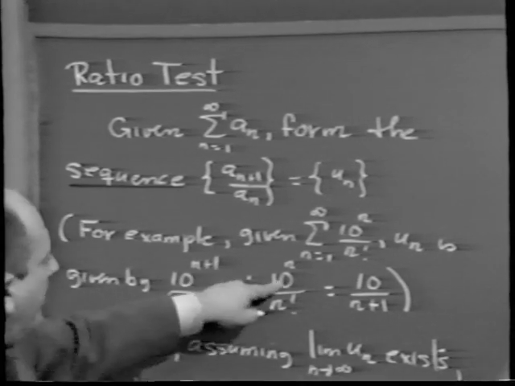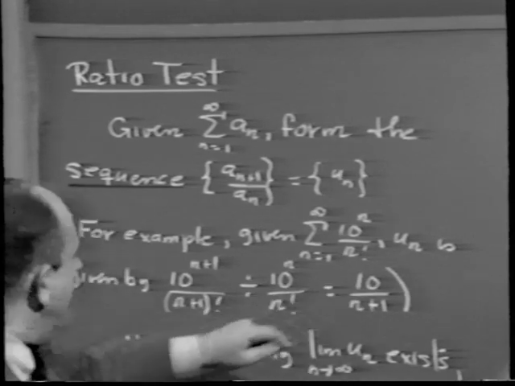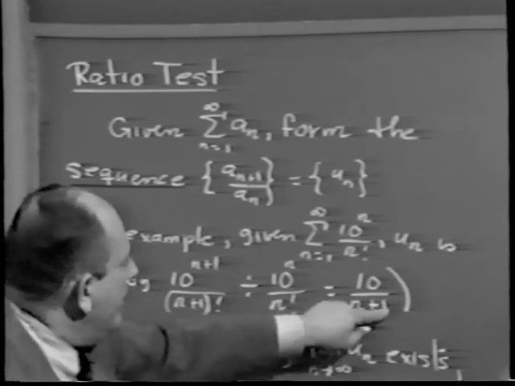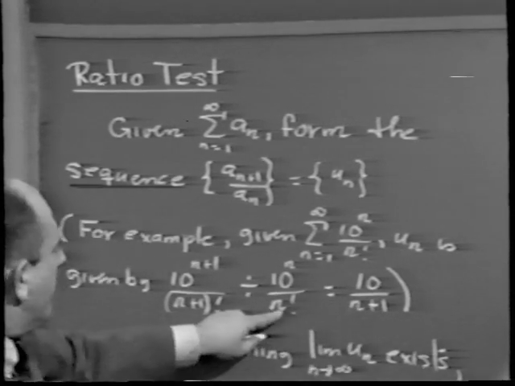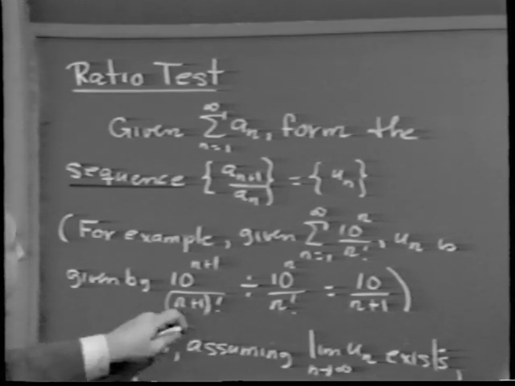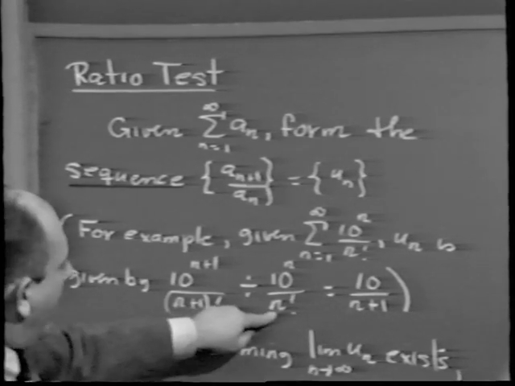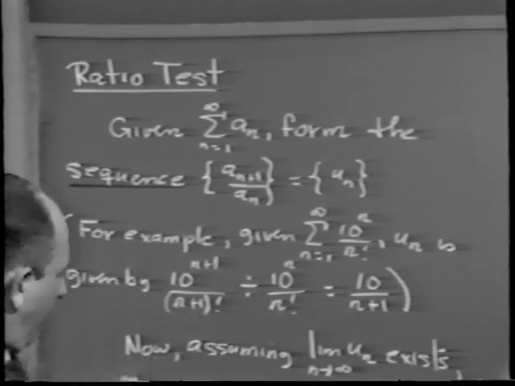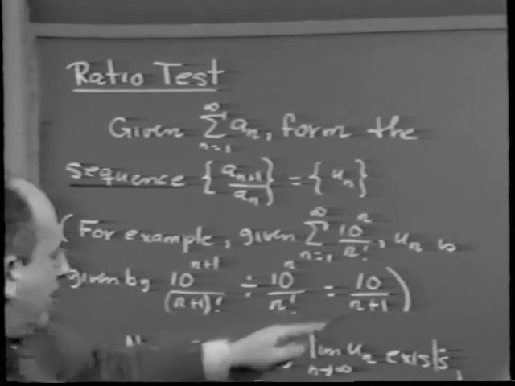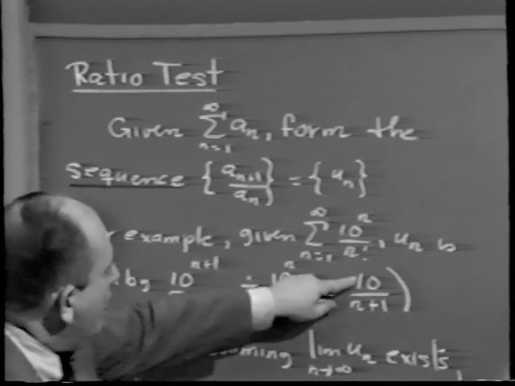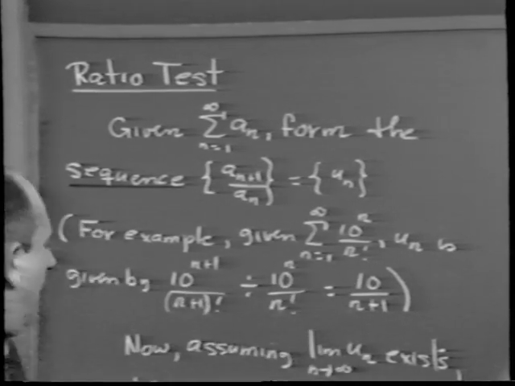10 to the n plus 1 divided by 10 to the n is simply 10, and n plus 1 factorial divided by n factorial is simply n plus 1. In other words, observe the structure of the factorials that you get from the nth to the n plus first simply by multiplying by n plus 1. Again, the computational details will be left for the exercises. At any rate, then, in this particular case, u sub n would be 10 over n plus 1.